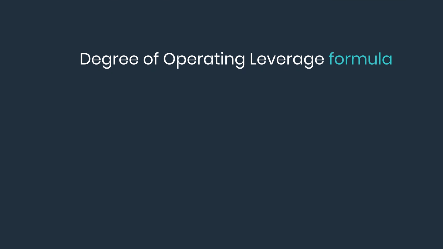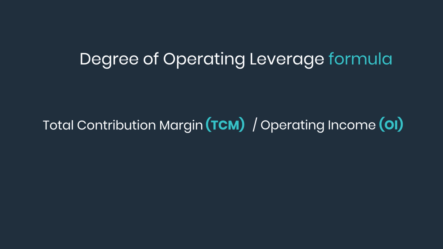We learned that operating leverage is the degree to which operating income responds to changes in sales revenue. We can calculate the degree of operating leverage, or DOL, using the following formula: total contribution margin divided by operating income. Let's look at the two scenarios of House of Coffee to compare what changing the cost structure does to the degree of operating leverage.